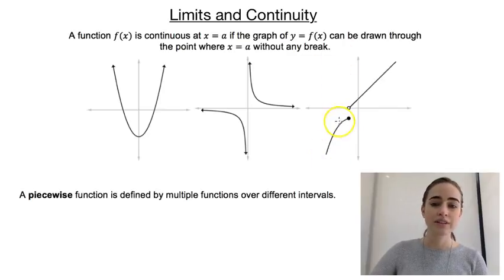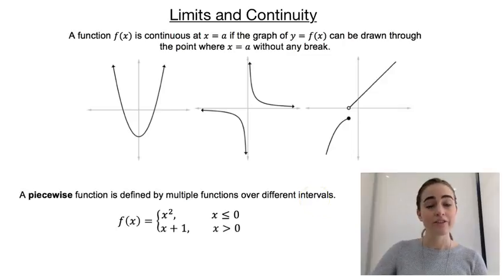And that's because it's made up of different pieces. So a piecewise function is defined by multiple functions over different intervals. So for example, we might have a function like this one here that says f of x is equal to x squared when x is less than or equal to 0. But if x is greater than 0, then our function is equal to x plus 1. So it's got these two sort of sub-functions that only apply to certain intervals.